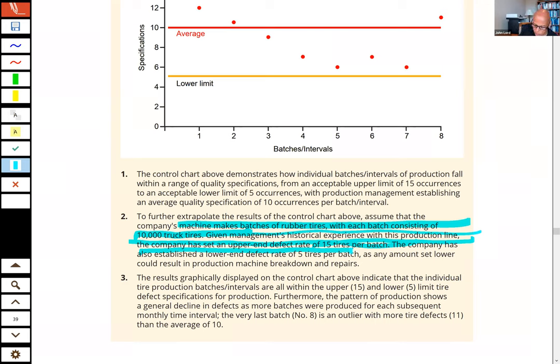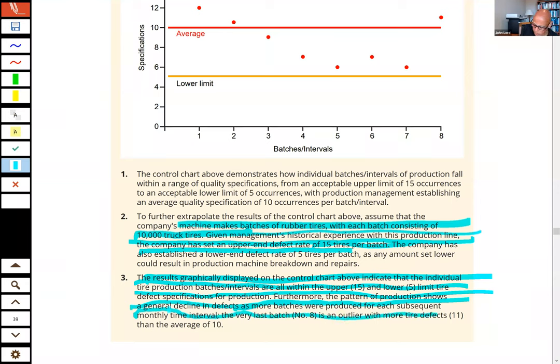The result graphically displayed above indicates that the production batches are all within the upper and lower tire defect specifications. Furthermore, the pattern of production shows a general decline in defects for more batches produced in each subsequent monthly time interval. And number 8 is an outlier with more tire defects, the 11 and then the 10. You can kind of see some of those outliers there. Okay, so I think you kind of probably figured that out with us reading through that.